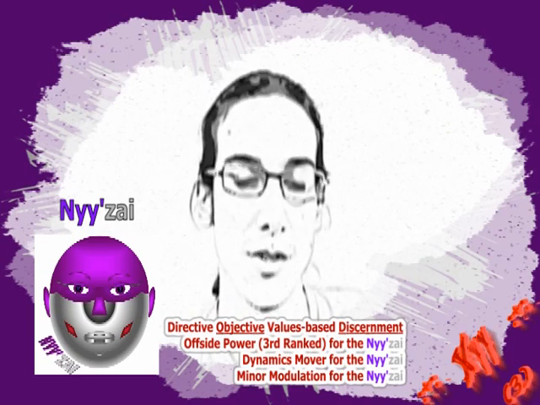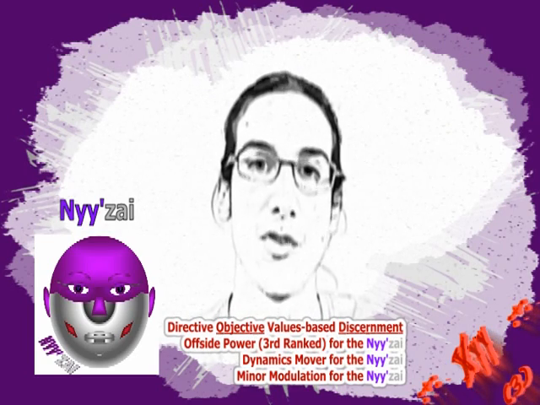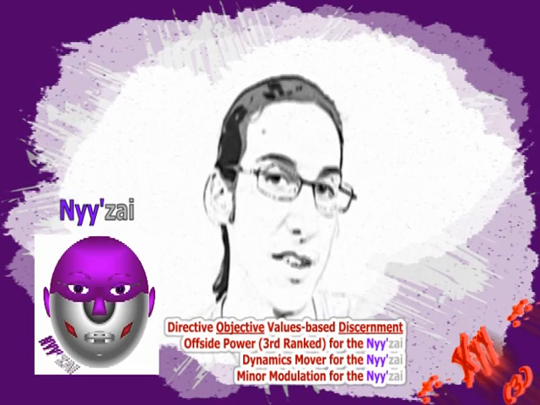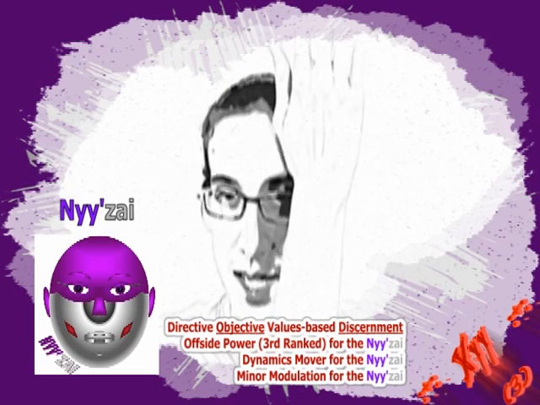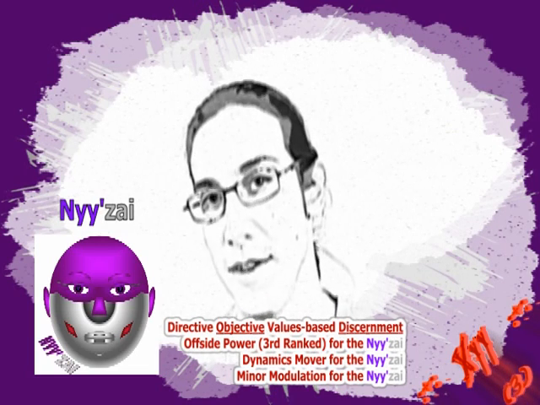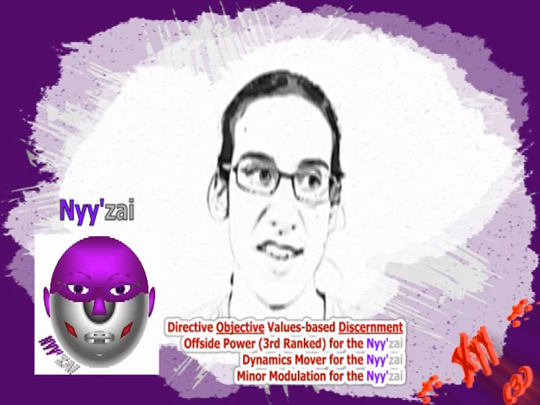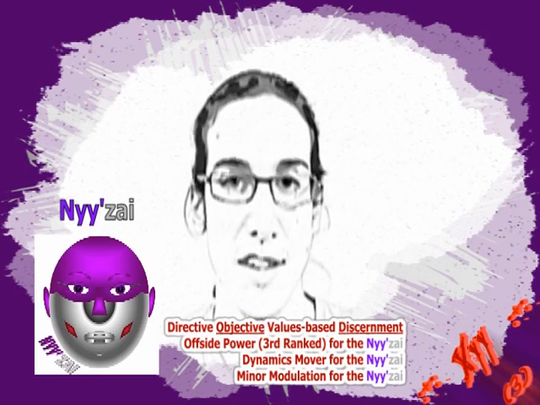G is your third ranked or offside power. G in technical terms could be thought of as directive, objective, values-based discernment. G addresses the considerations of discernment and objectivity, as well as the priority of dynamics mover for the psyche. It will cost some energy to use.